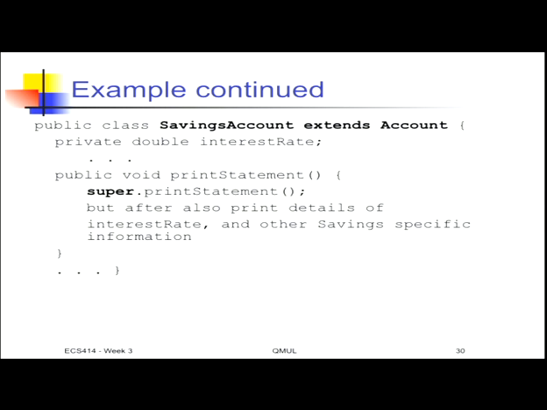Okay? So what we could do would be something like this: public void printStatement, super.printStatement. So what happens is that when Java finds this statement, it's going to look in the superclass for a method called printStatement, and will execute that method. So that will be done, and after super.printStatement, whatever additional behavior we want this method to do, we just write the code.